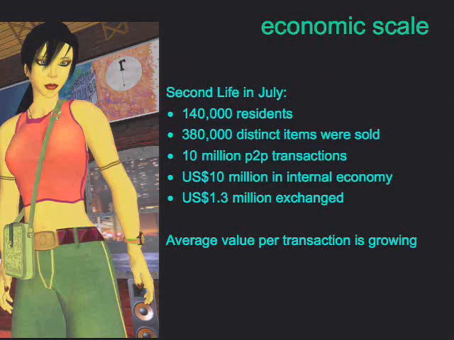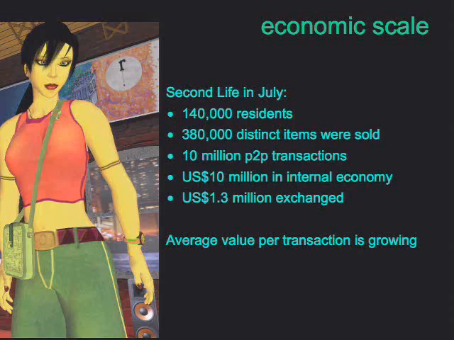So another way to think about scale, rather than physical scale, is to think about it as economic scale. In July, about 140,000 distinct people logged in and used Second Life. They bought, sold, and traded 380,000 different things in 10 million transactions. Now, 380,000 seems like a big number. How can you get your mind around that? A big box Walmart has 40 or 50,000 SKUs, 40 or 50,000 distinct items in it. So this is 8 times a Walmart per month, all of it user created.